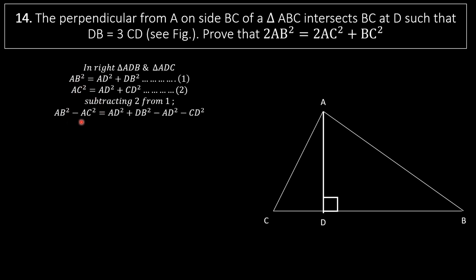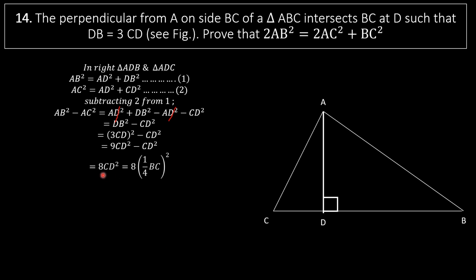AB square minus AC square, here AD square minus AD square, this will cancel out. We are left with DB square minus CD square. So AB square minus AC square is equal to DB square minus CD square. Now further, DB is given as 3 times CD, so 9 CD square minus CD square, 8 CD square.